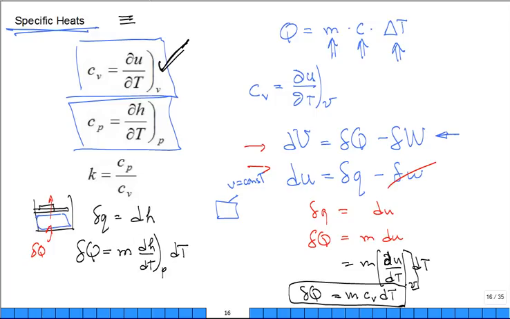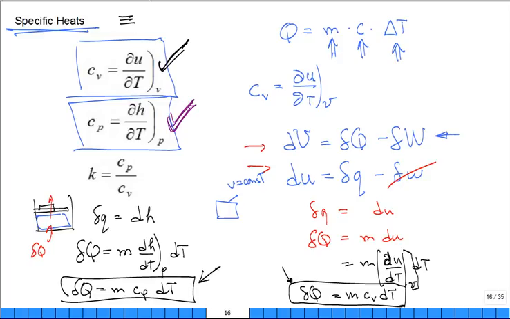What is this defined as? C sub P. So the amount of heat is equal to the mass times C sub P times dT for a constant pressure process, versus a constant volume process. So we have two specific heats, specific heat at constant pressure and specific heat at constant volume. K is another property, just like C sub P and C sub V. It's the ratio of specific heats.